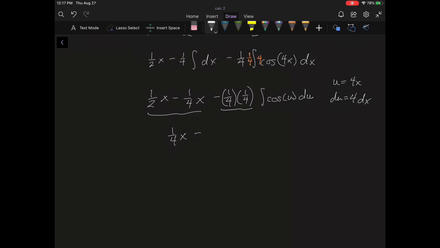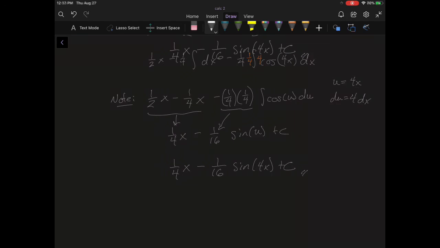So we're cleaning up the left-hand side a little bit, cleaning up the right-hand side a little bit. And remember, we don't care what u is, so we're going to substitute 4x back in. And our final answer should be 1/8 x minus 1/32 sine of 4x plus c.